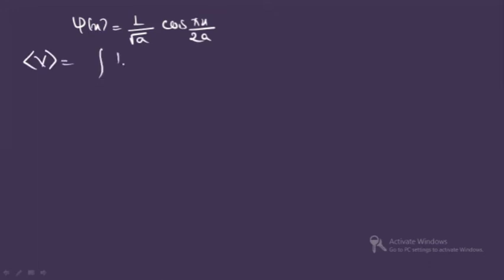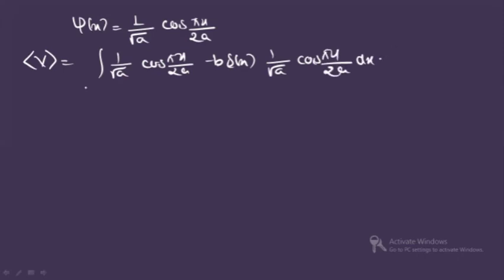Right? So finally the trial wave function will become psi x is equal to 1 by root over a cos pi x by 2a. Clear? Now we will find the expectation value of V. So this will be equal to, here you will have 1 by root a psi, right? And here V is minus b delta x. Again you will have your psi, that is 1 by root a cos pi x by 2a dx. Clear? So the limit is minus a to plus a.